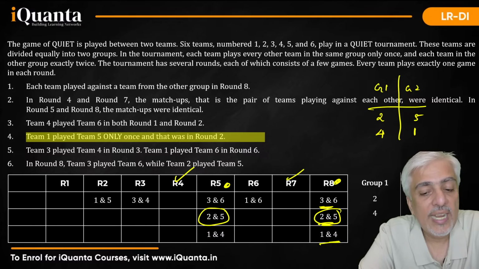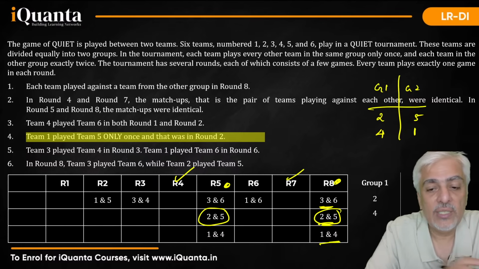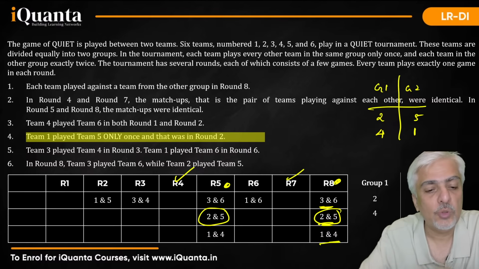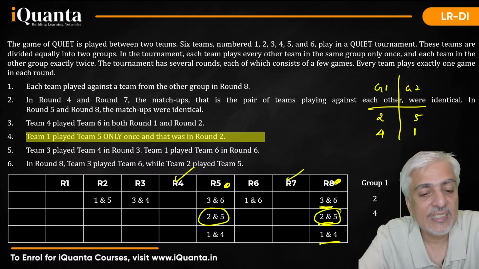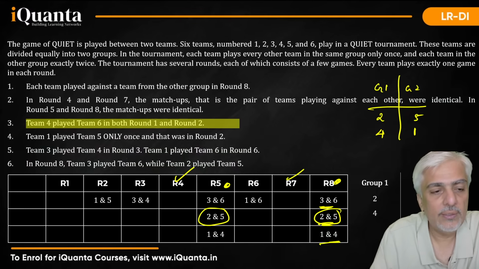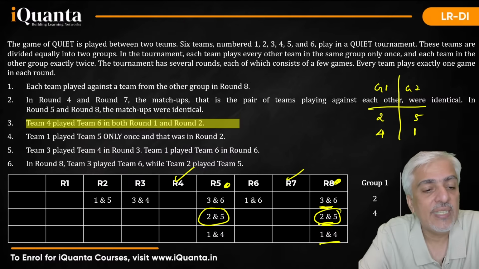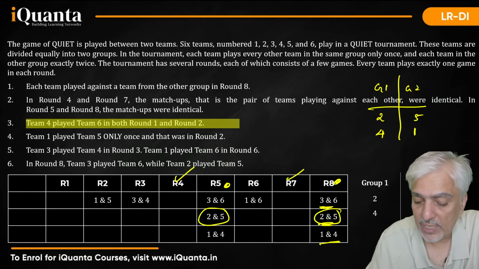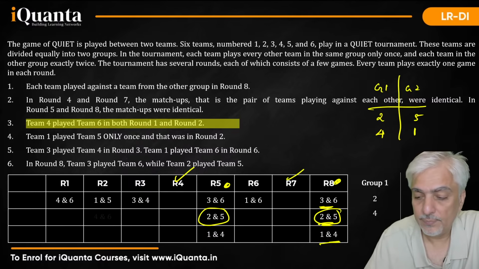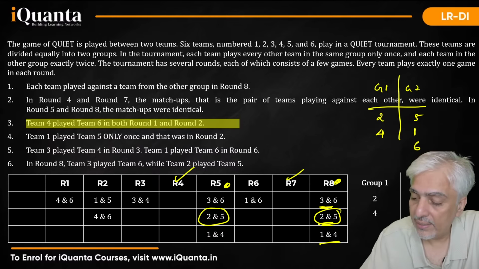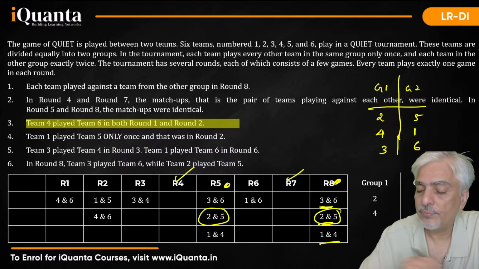Now 3 and 4 have already played. 3 and 6 have played 2 times. So they are opposite groups. So मुझे मालूम है. But कौन सा किसके साथ है पता नहीं है. So we'll hold on to it. Team 4 played team 6 in both round 1 and round 2. So 4 and 6 are in opposite groups. So 6 will come here. And 3 will come here.